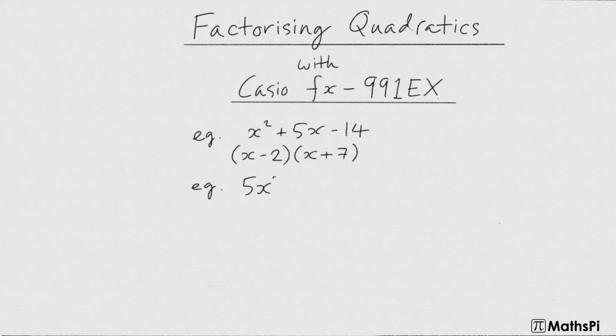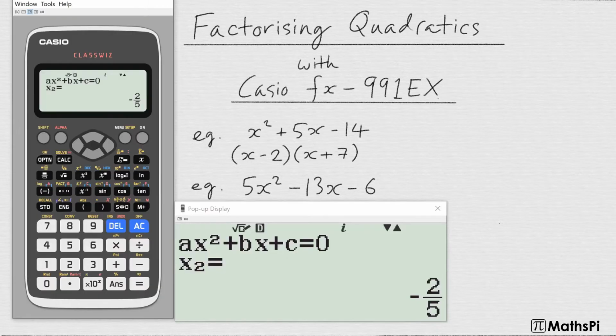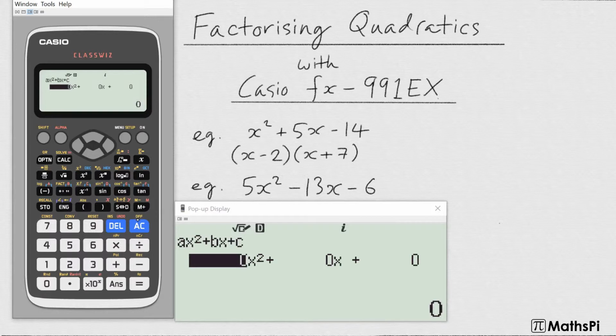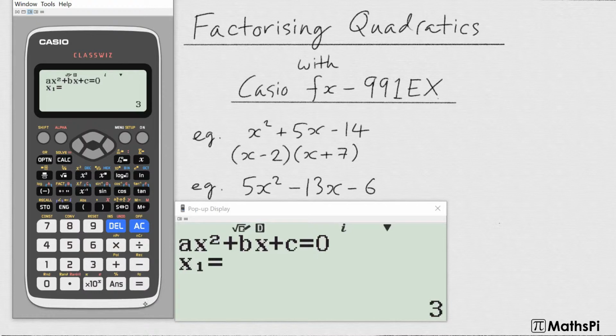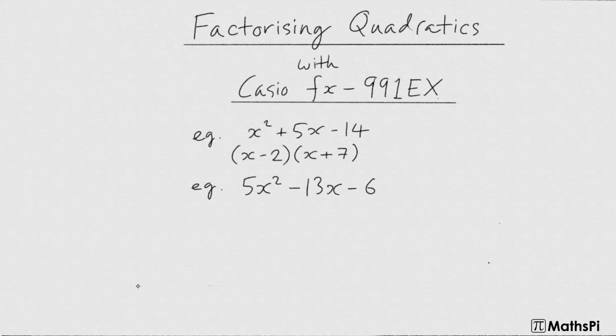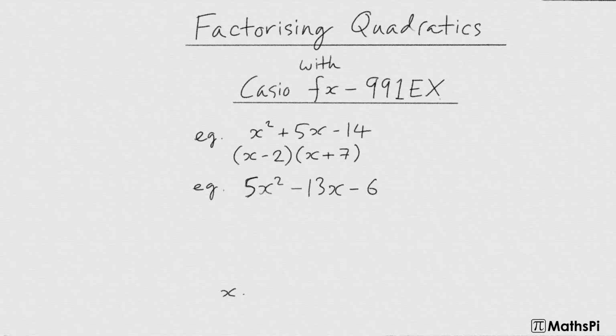We will try 5x squared minus 13x minus 6. So let's get our calculator again. We want 5x squared there, minus 13, minus 6. We just put that in as before. We get two solutions now. X is equal to 3, or x is equal to -2/5. So let's make a note of that. So we have x is equal to 3, and x is equal to -2/5. And we're just going to work backwards from these like we did on the other example.